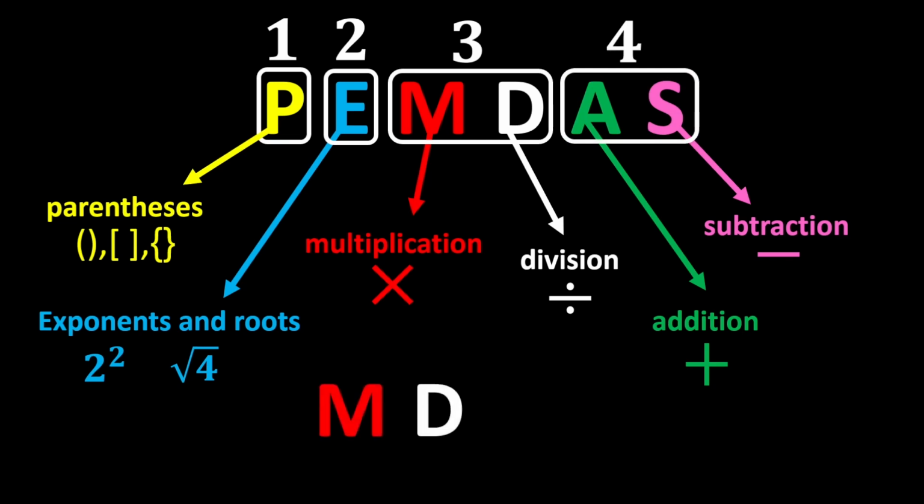Note that multiplication and division have equal priority. Therefore, in any expression that contains both multiplication and division, we move from left to right, and we perform whichever operation comes first. The same rule also applies to addition and subtraction. They also have equal priority, and we perform them from left to right as well. With this explanation, let's go ahead and solve the question from the beginning of the video.